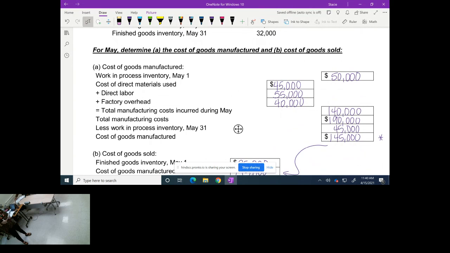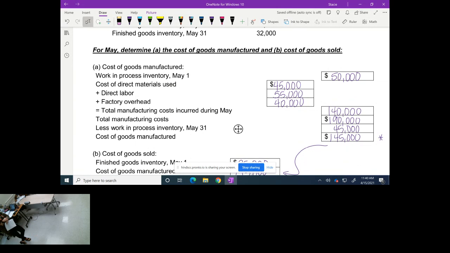So you start with work in process inventory on May 1st, the beginning of the month. You've got to determine your manufacturing cost for the month by taking your direct materials used, your direct labor for the month, and your factory overhead for the month. Add all this together.